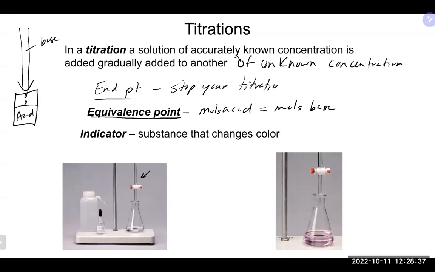If you do a good titration, those two should be pretty much the same spot, or pretty close to each other. How do you know when you should stop your titration? Typically, we use an indicator, and an indicator is a substance that will change color near the equivalence point.